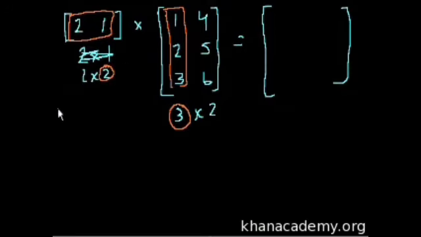So that's something interesting to think about, and there are actually examples, and it's a good exercise for you to think about, where you can multiply A times B, but you can't multiply B times A. I want you to think about examples where that happens.